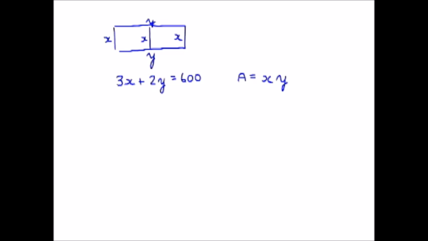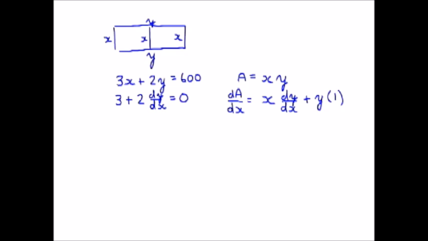So when we do the implicit differentiation on the first equation, we end up with 3 plus 2 times dy/dx, which is equal to 0. When I differentiate the second equation with respect to x, or use implicit differentiation, I end up with dA/dx is equal to x times dy/dx plus y times 1. I've had to use the product rule here.